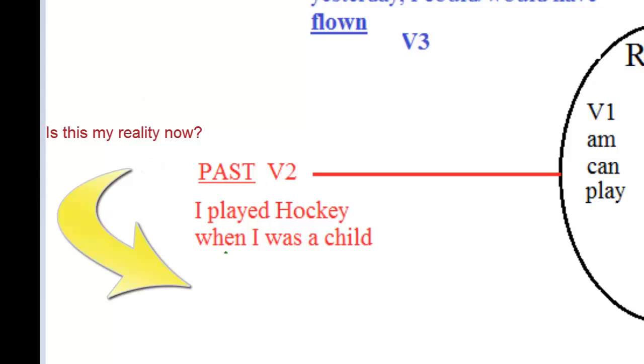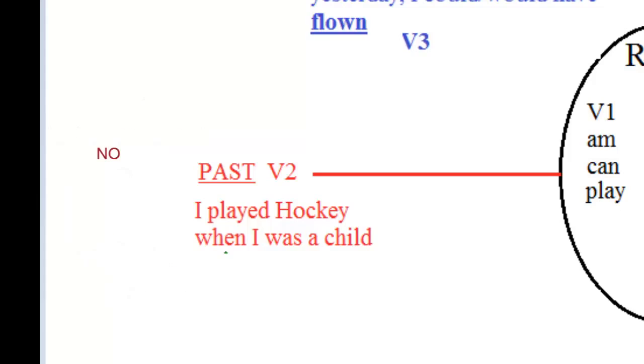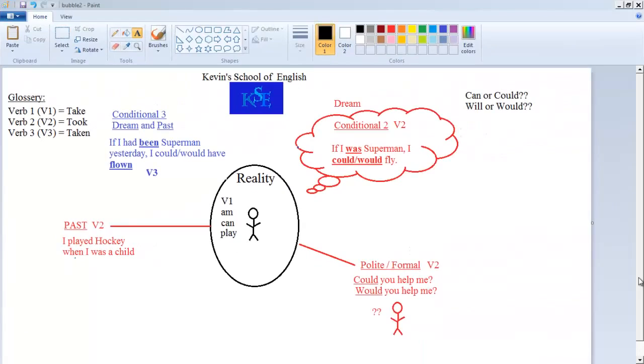No. I played hockey. Played hockey when I lived in Canada. Do I play hockey now? No. Here you see things that are not in my reality. They were my reality many years ago, but not anymore. You might also notice here that when we use was, or could, or would, or took, or any verb 2 in a sentence, this grammar is called past simple, or the tense name is past simple.